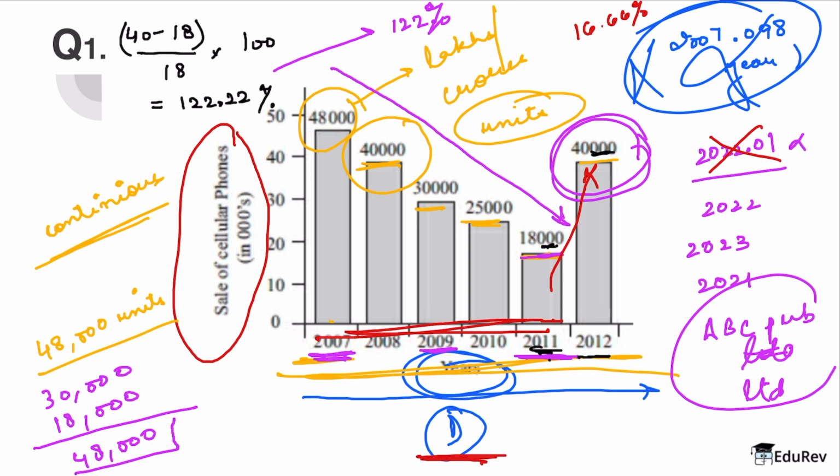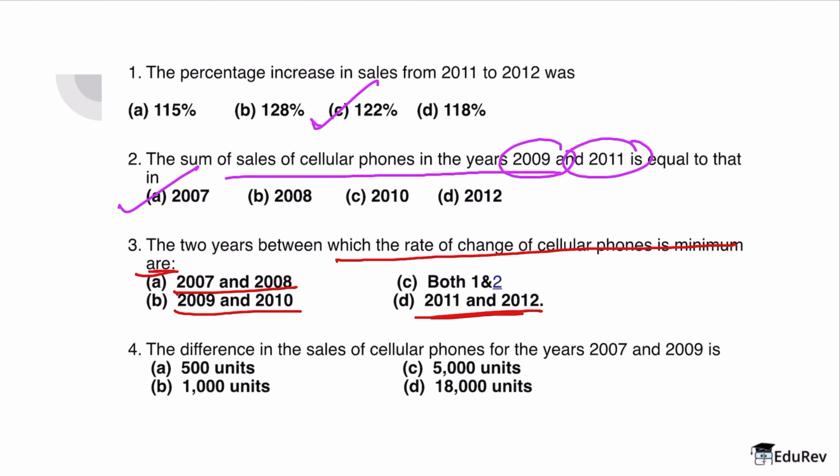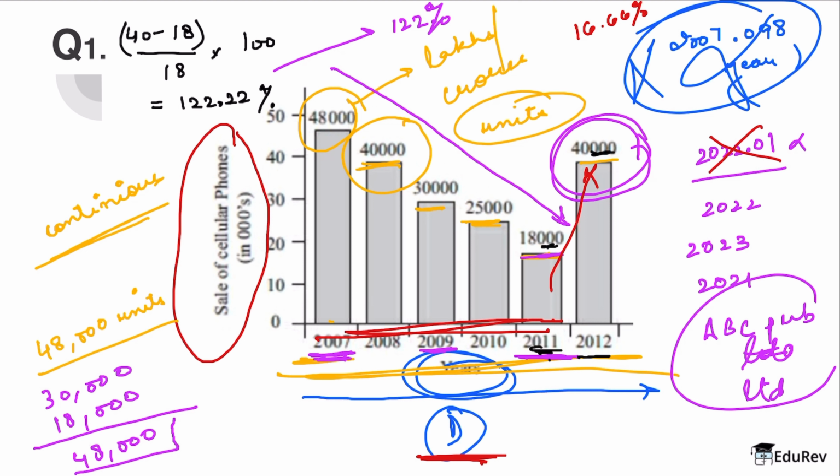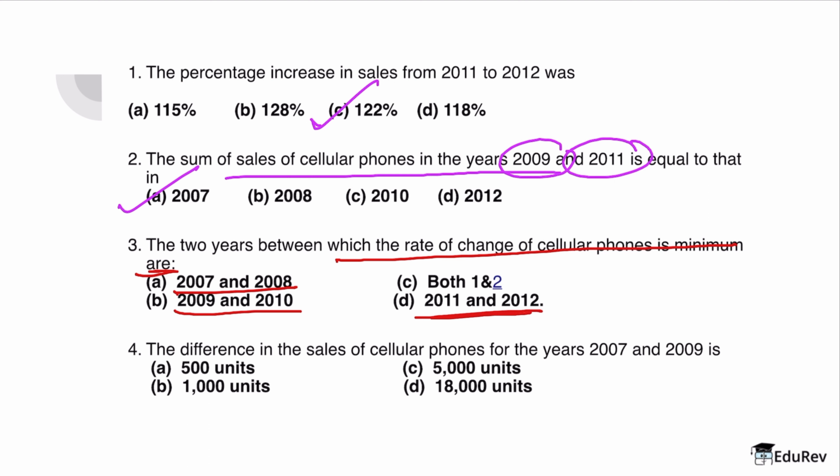16.66%, and the rate change between what? If I say between 2011 and 12, 40,000 and 18,000, it is greater than 16.66. That means the option is going to be A and B. So it's going to be what? It's going to be both A and C.